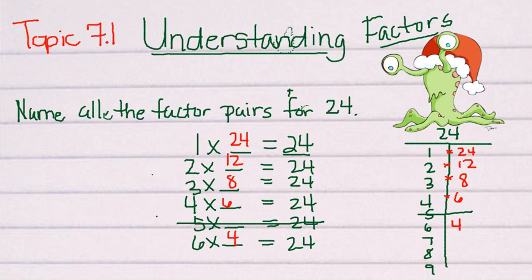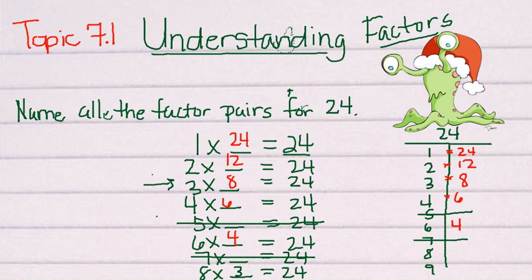Now notice, we're starting to repeat here. Try 7. Is 7 times some number going to equal 24? Not a whole number here, so that one's out. Cross it out on your T-chart. Okay, how about 8 times some number is going to equal 24? Well, you've already done that. Look up here. It's right there, so you don't even have to think.